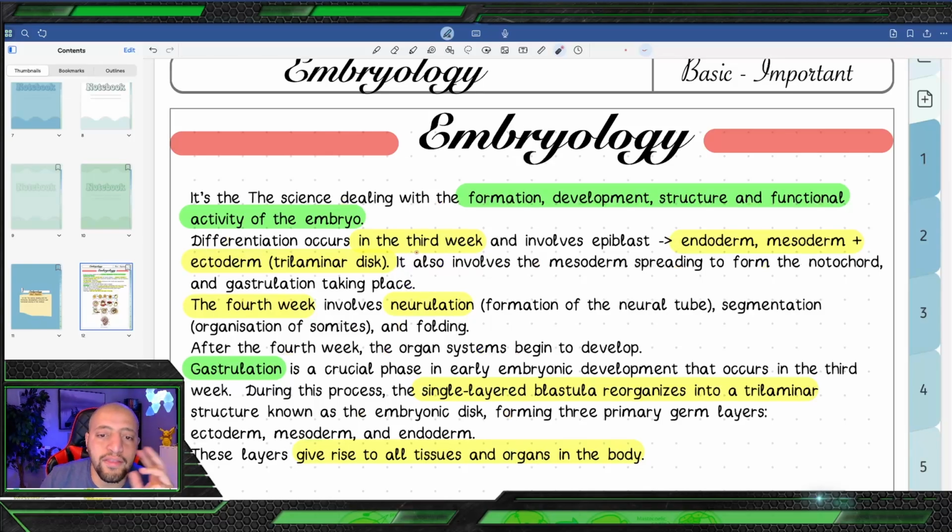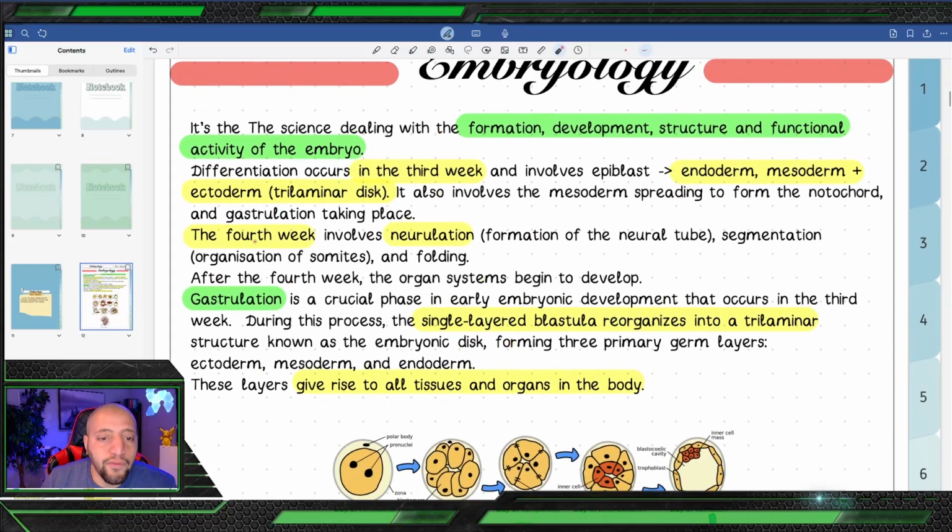So differentiation occurs in the third week and involves the epiblast, which is part of the development of the embryo, to come into the trilaminar disc, which is ectoderm, mesoderm, endoderm. So ectoderm, mesoderm, endoderm first appear at the third week. It also involves the mesoderm spreading to form the notochord, and then the process of gastrulation takes place. At the fourth week, it involves neurulation, which is formation of the neural tube, segmentation, organization of somites, and folding.